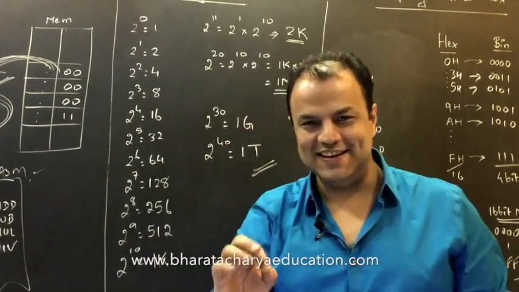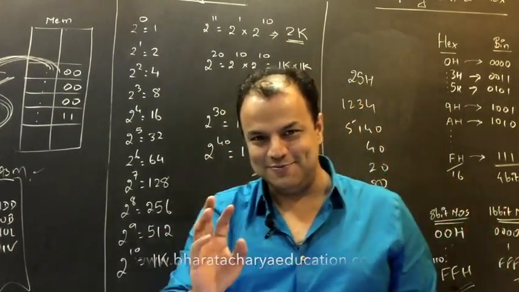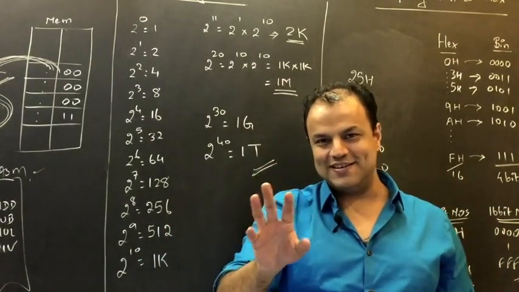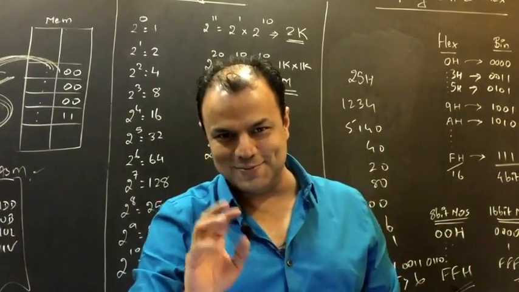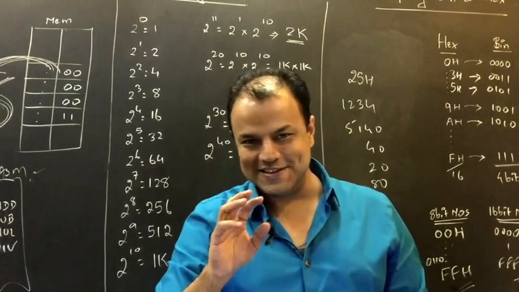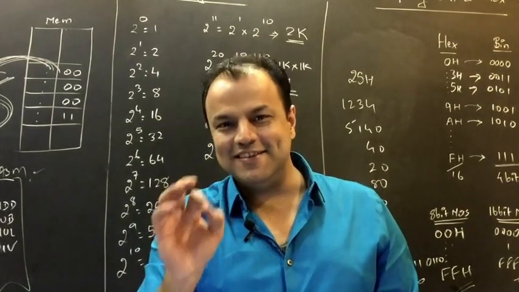2 raised to 16. If you learned a little bit of microprocessors here and there, you will now start coming across numbers that you've been seeing in the books all the time. 2 raised to 16 is 64K.